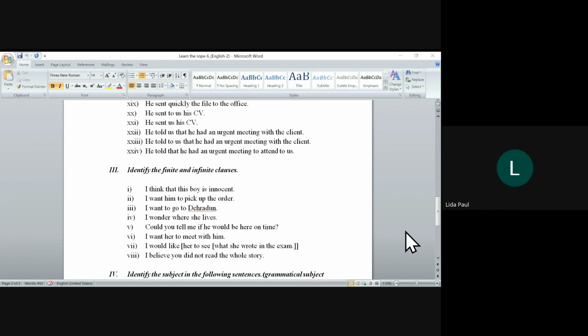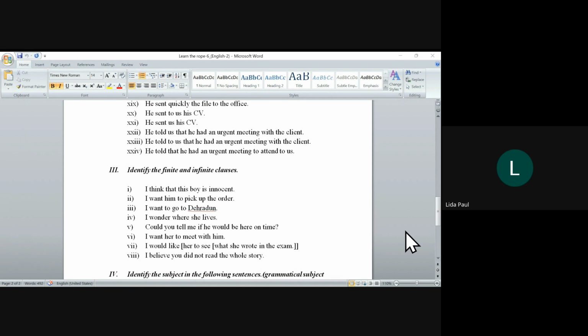Okay. Next is, I wonder where she lives. It's a finite clause. This is a finite clause. Why? Because the verb lives in the subordinate clause where she lives has a tense, right? So this is a finite clause.